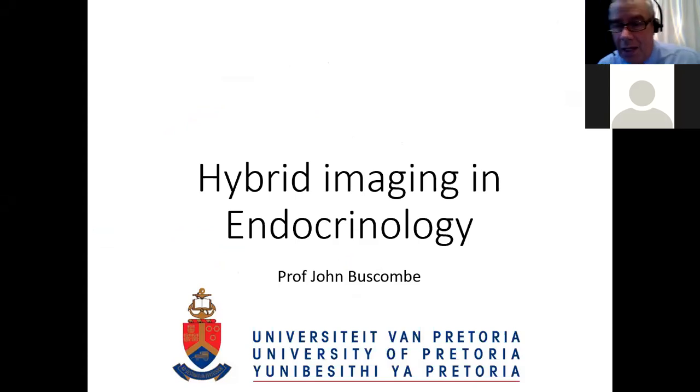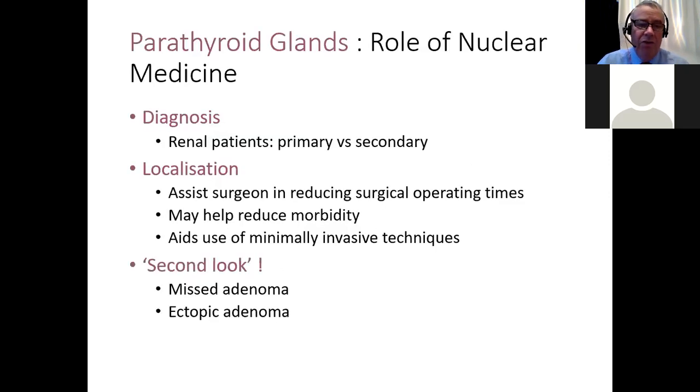Excellent. Okay, so a bit like the infection, I'm going to cover some SPECT-CT and PET-CT so that we can cover both, because the techniques are very similar, just obviously tracers. Some tracers are better being SPECT tracers and some being PET tracers. So we're going to start off with parathyroids.